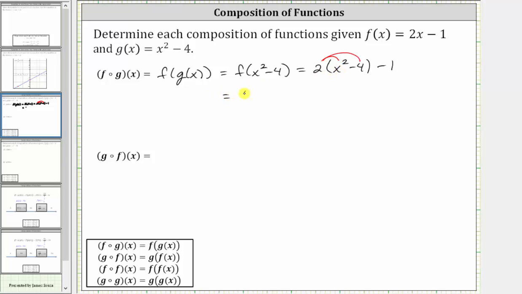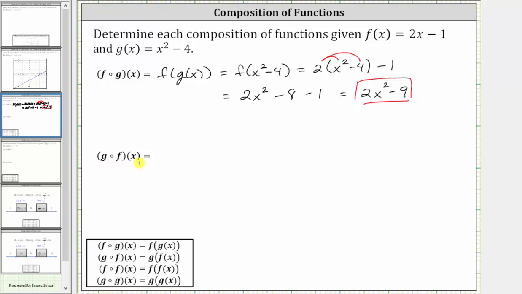2 times x squared is 2x squared. 2 times negative 4 is negative 8, giving us minus 8, and then minus 1, which simplifies to 2x squared minus 9. f of g of x is equal to 2x squared minus 9.